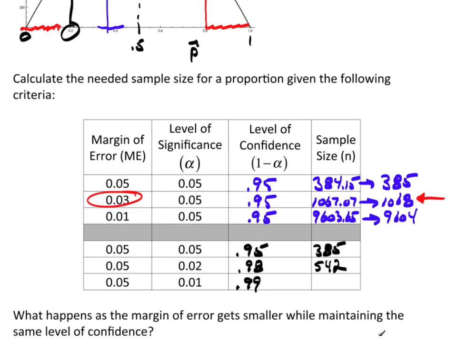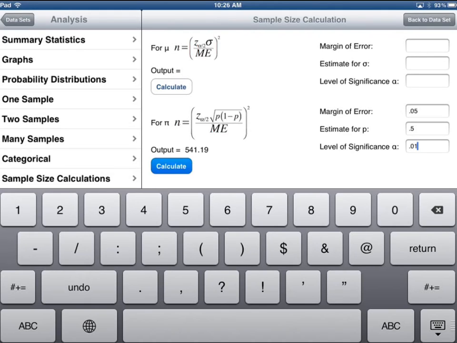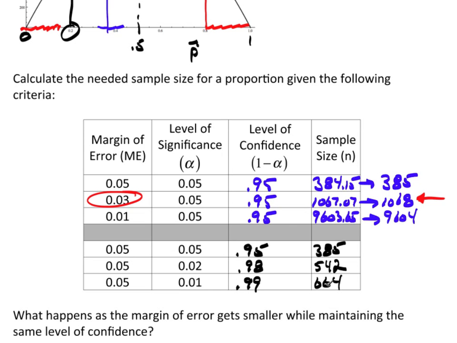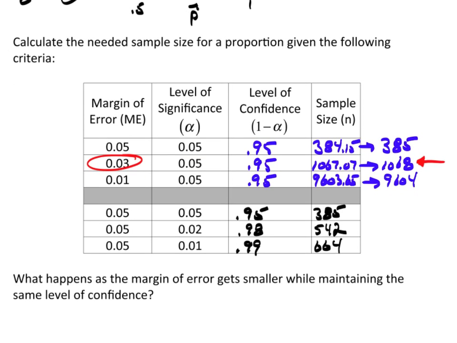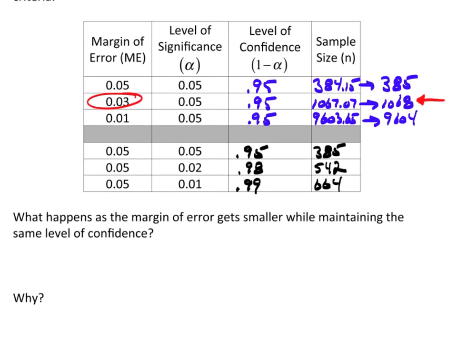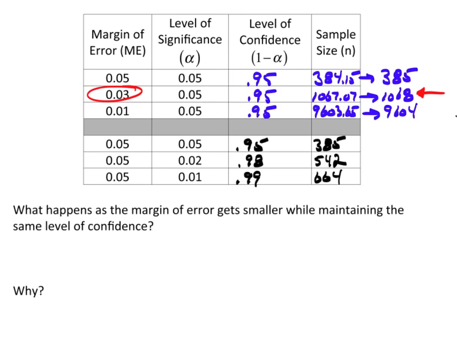541.19, which I simply immediately rounded off here to 542. And when I change the level of significance to 0.01, I'm at 663.49. So again, I just immediately rounded. So what happens as the margin of error gets smaller while maintaining the same level of significance? That's referring to this. What happens? Well, the sample size gets bigger.